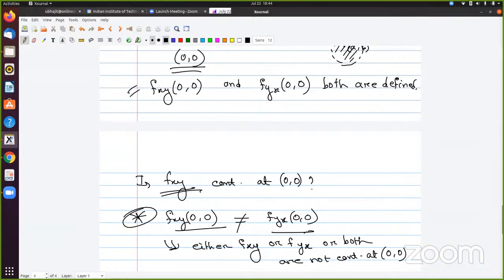Any other doubt? In a way, this is the converse of Clairaut's theorem. Exactly. This is the negation of Clairaut's theorem.